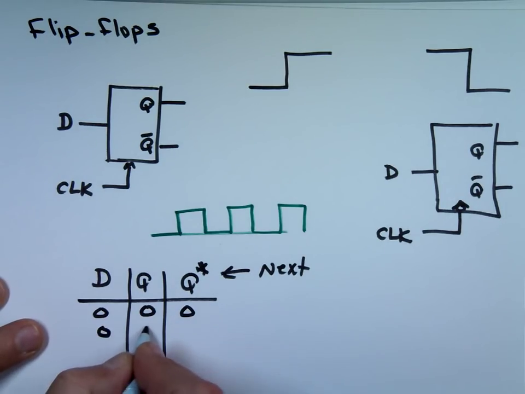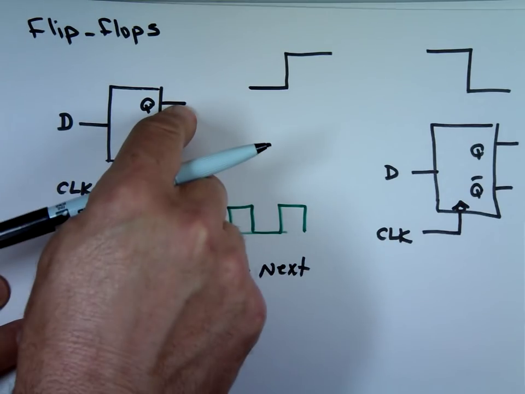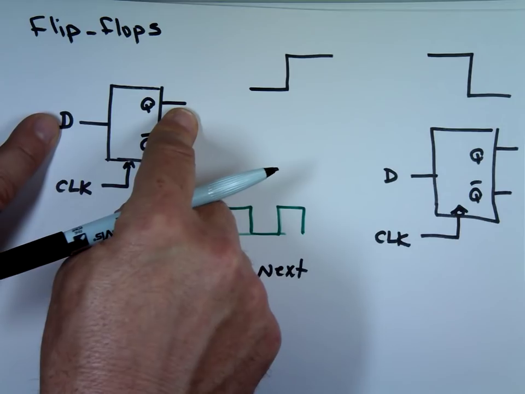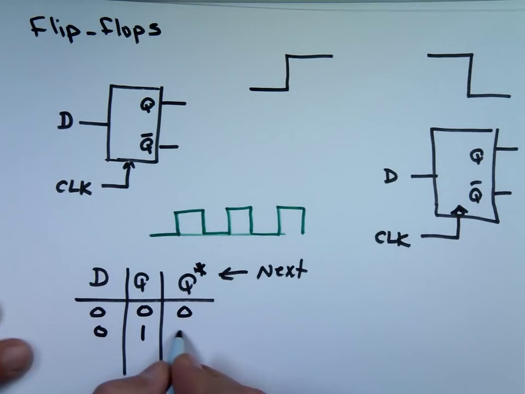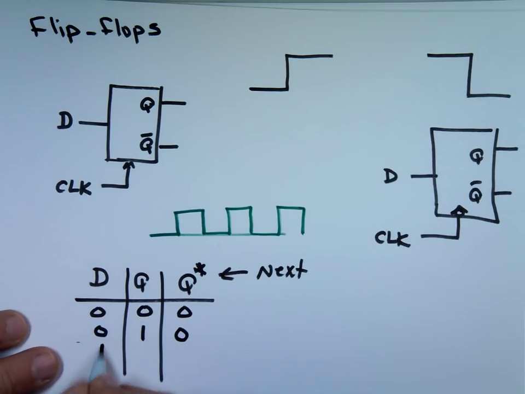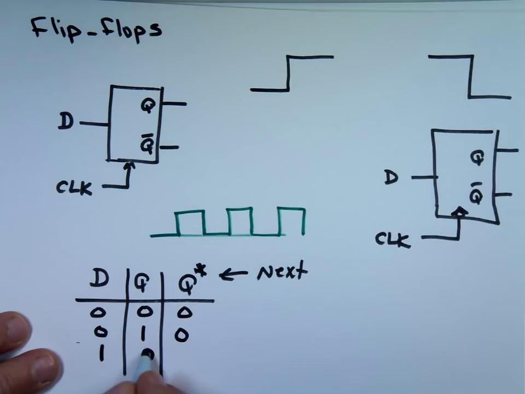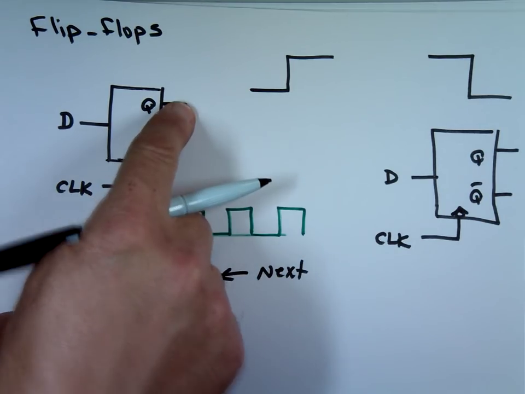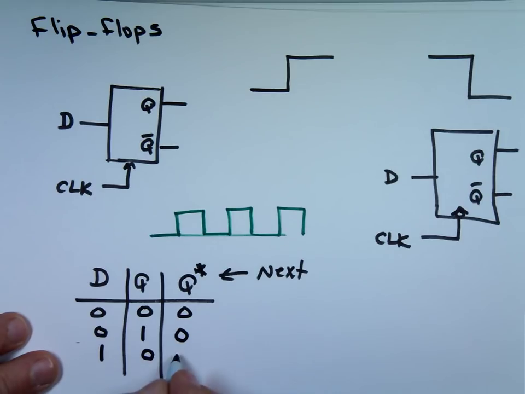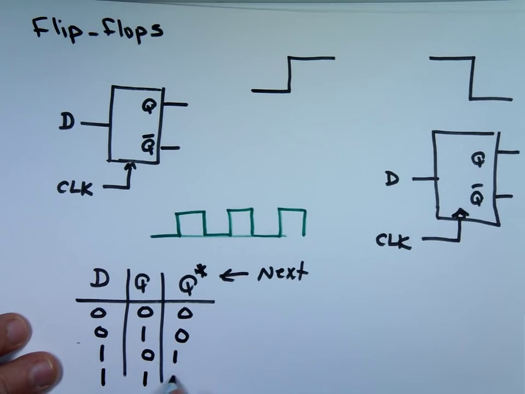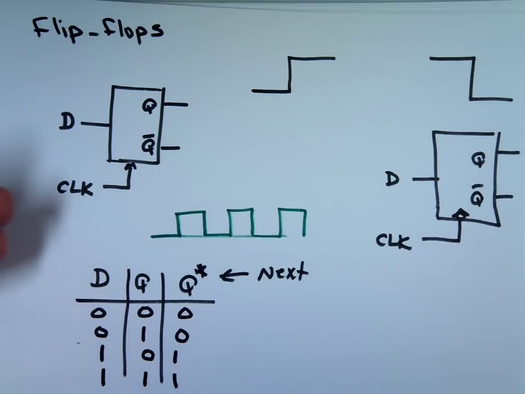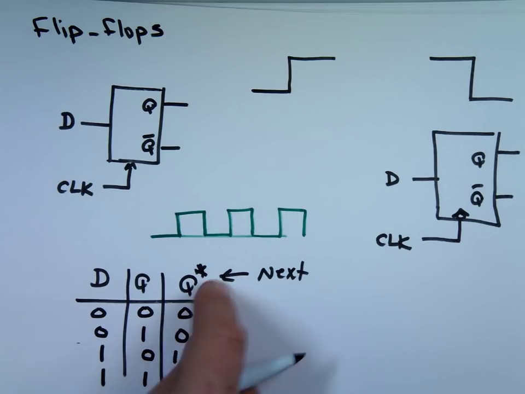If this is 0 and this was 1, so initially this was a 1, you make a 0, the clock comes in, this one says your output is 0. If D is 1, Q is 0, so the previous state was 0, now D is 1, then you end up with 1. And the last one, when D is 1, Q is 1, you end up with the 1. If you look closely at that truth table, what do you notice about Q next, the next state? It's the same as D, right?